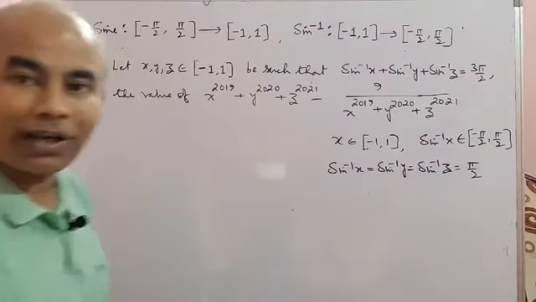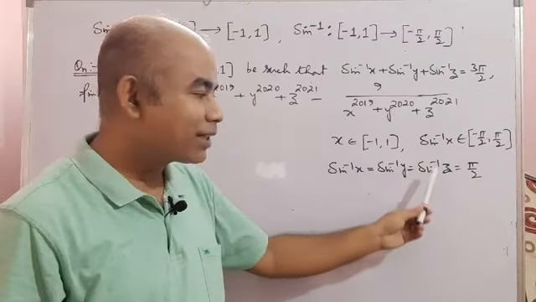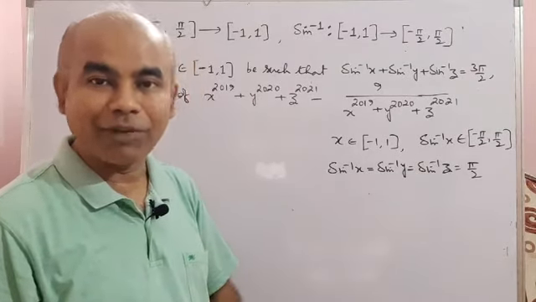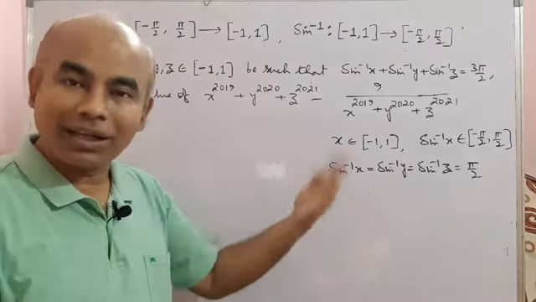Okay, all are equal to pi by 2. Then sine inverse x plus sine inverse y plus sine inverse z, when we add pi by 2 three times, then it will be 3 pi by 2. Okay, but is there any other possibility?